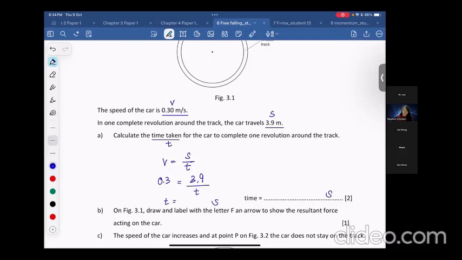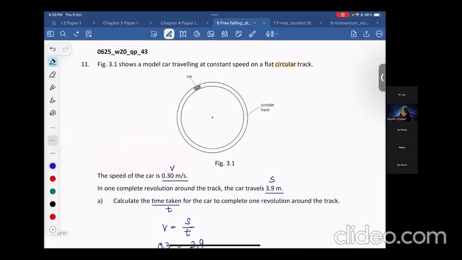Okay, B, on figure 3.1, this is the one that I want to emphasize under this topic. Okay, draw and label the letter F. An arrow to show the resultant force acting on the car. The car can move in the roundabout there. It's because there is a resultant force pointing. Okay, resultant force pointing to what?